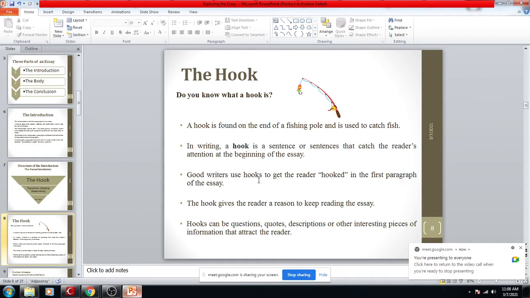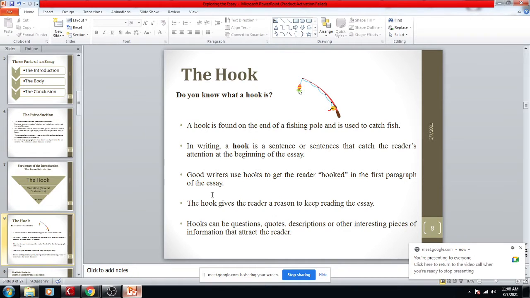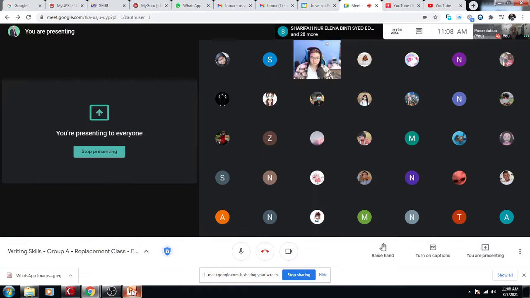Good writers use hooks to get the reader hooked in the first paragraph of the essay. And if they are hooked, then they will carry on reading the rest of your essay. If they are not hooked, they will leave it and look for other, lots of material. Information explosion nowadays. The hook gives the reader a reason to keep reading the essay.